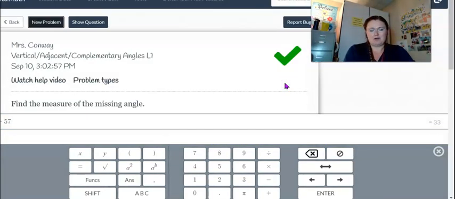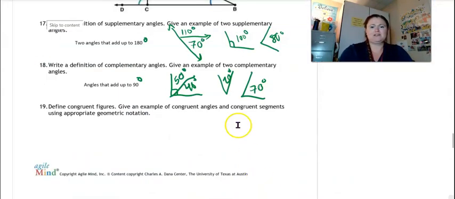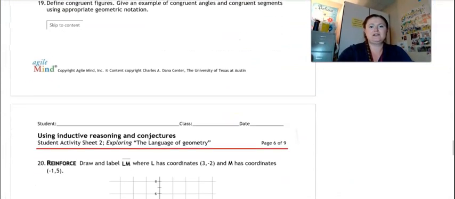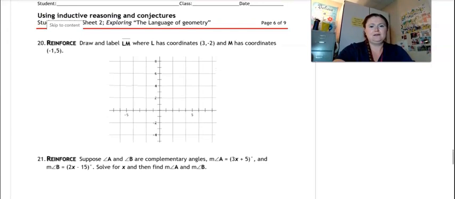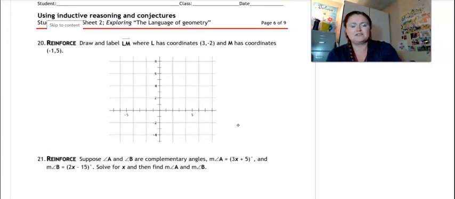The other type of problem you might get is something like on the student activity sheet here. If we're going to go down, we're going to skip 19 for now. You'll come back to that. I'm not going to go over 20, but I'll go over it really quick. Draw segment LM where L has the coordinates (3, -2) and M has coordinates (-1, 5). Essentially what we're doing here is practicing our algebra plotting point skills. So (3, -2), and that's L, 5.